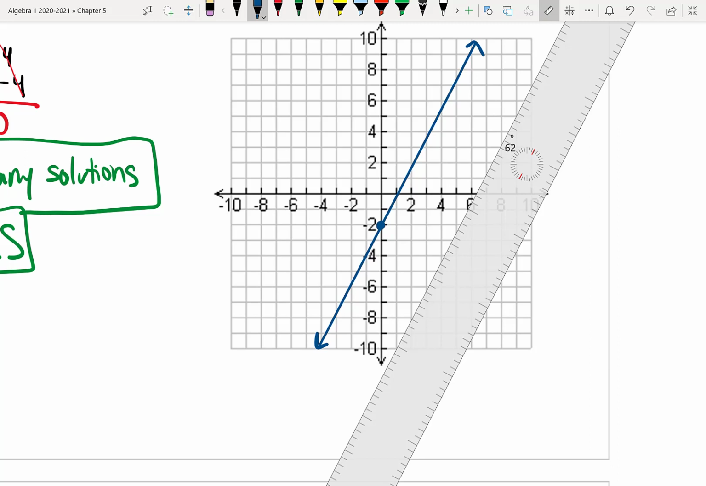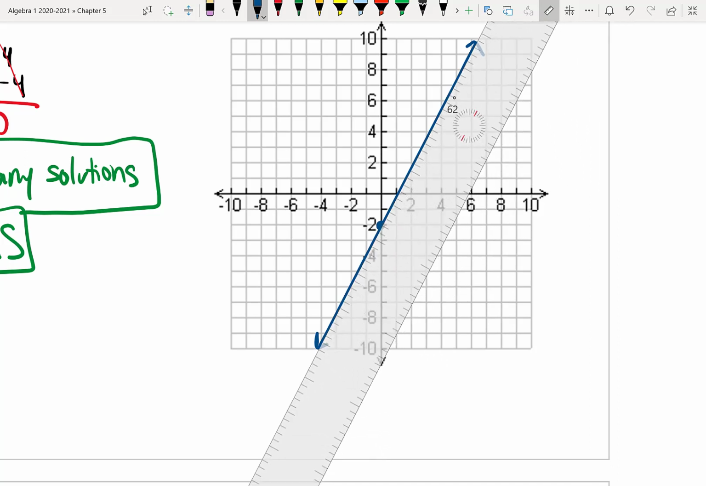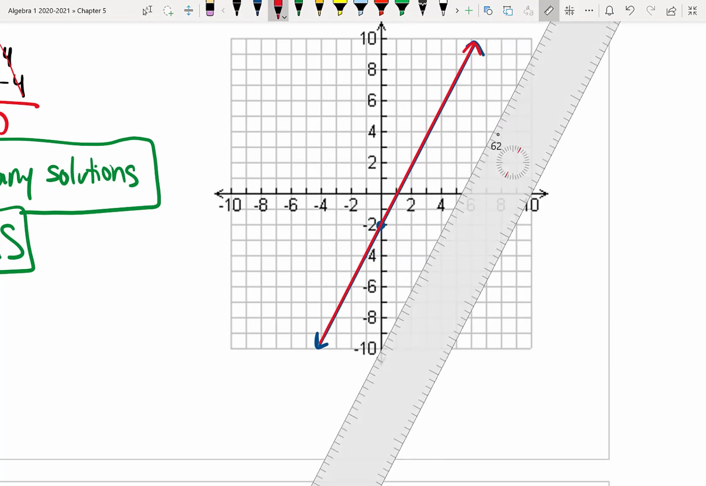So if that's my first one, I then rearrange my equation, and I end up with something that looks very similar. In fact, it has the exact same slope and the same y-intercept. The two lines are overlapping everywhere because there are infinitely many possibilities where those two lines intersect with each other. So that's what they look like.